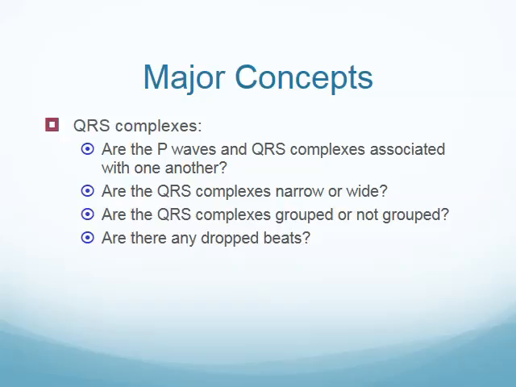As far as the QRS complexes and the P waves, we want to know: are the P waves and the QRS complexes associated with one another? Does every QRS complex have a P wave that's next to it? And we want to know, are the QRS complexes narrow or wider than they're supposed to be? Are the QRS complexes grouped together or not grouped? And are there any dropped beats? We'll talk about each of the rhythms and how they differ from this concept here.